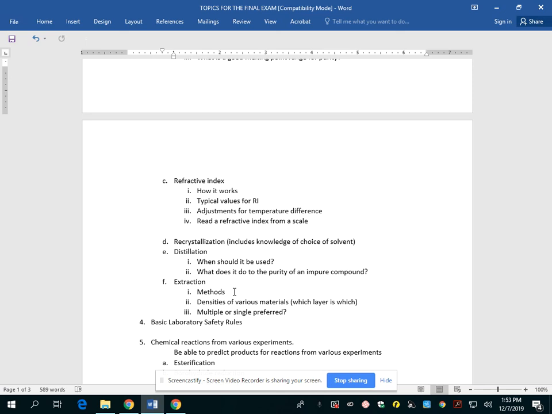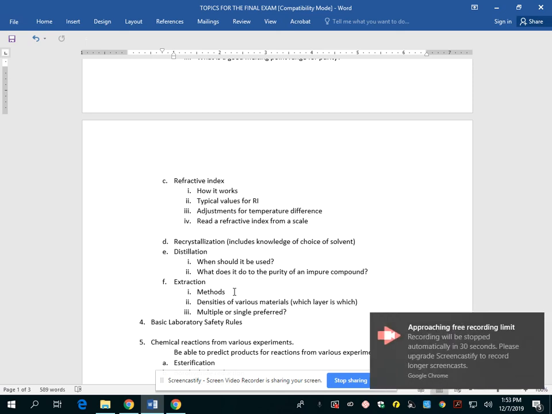You remember sometimes those separations weren't perfect. And remember that we did multiple extractions as opposed to one, and we combined our extracted layers. It has been proven over and over again that extracting something with smaller portions multiple times is going to be better than doing one extraction.